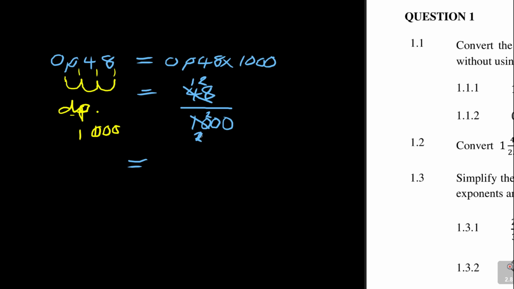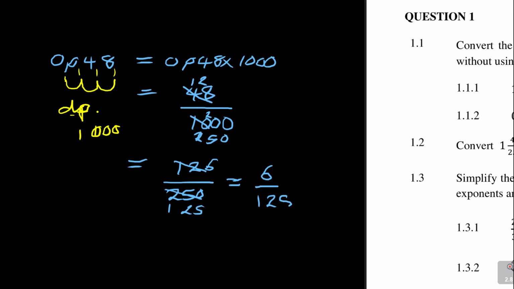Remember, 2 into 4 is... 4 into 20, it's 50. So I have got 12 over 250 at the end. I think it can continue. 2 into 12, it's 6. So I've got 6 over, 2 into this, it's 125. 6 over 125. And then with this one, guys, you just have to use a calculator to test this.